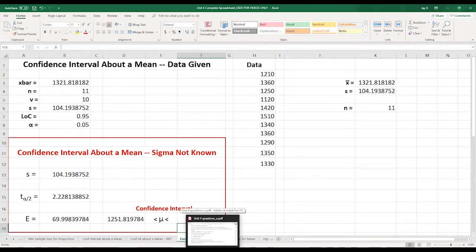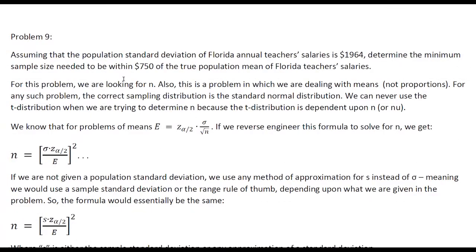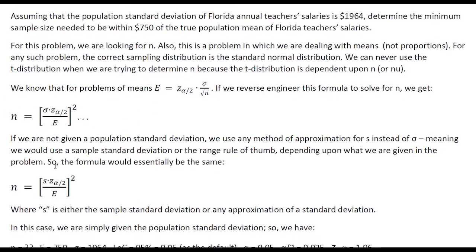Let's go to the next problem. The next problem is not a confidence interval problem. It's a minimum sample size, and we have minimum sample size for a mean. I'm only going to do one of these as it pertains to a mean. Basically, it's always the same thing, except if we are given a population standard deviation, we would use that. If we're given a sample standard deviation, we would use that one.